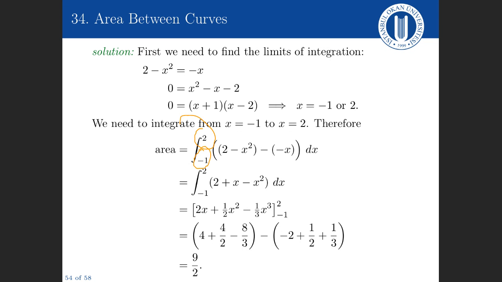As I said before, we do bigger function minus smaller function. The bigger function was 2 minus x squared, and the smaller function was minus x. So our integrand is 2 minus x squared minus minus x. And then it's just calculating an integral. I'll leave it for you to check that this is 9 over 2.